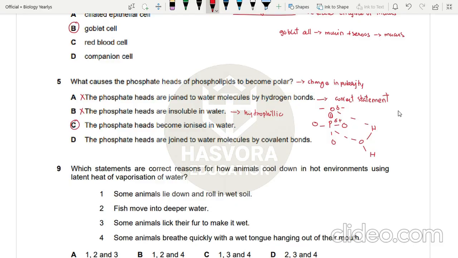D says the phosphate is joined to water molecules by covalent bonds. This is incorrect because they are hydrogen bonds, not covalent bonds. Hydrogen bonds are a category of intermolecular forces. So C will be the correct answer.